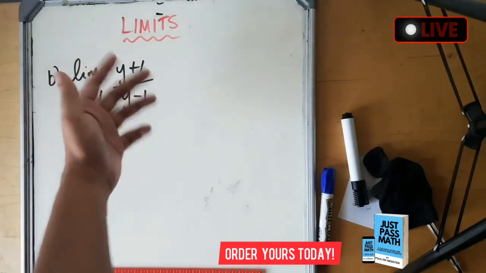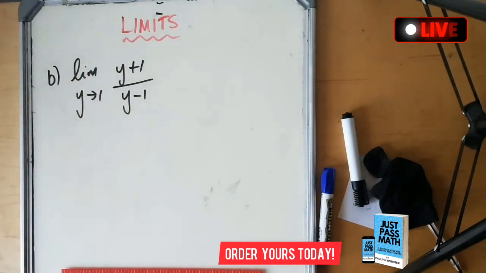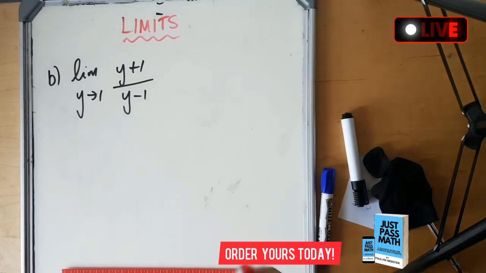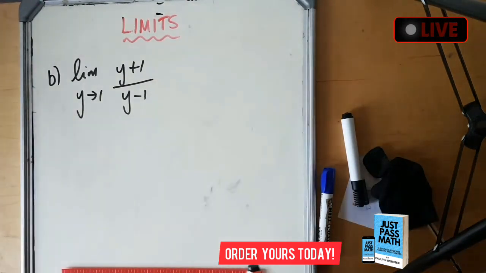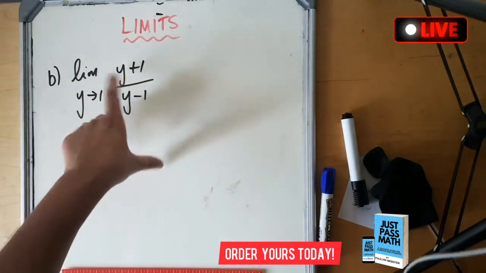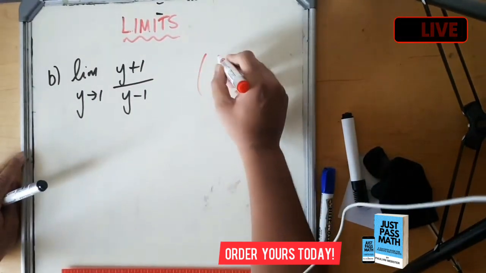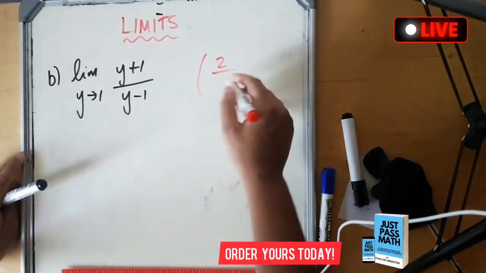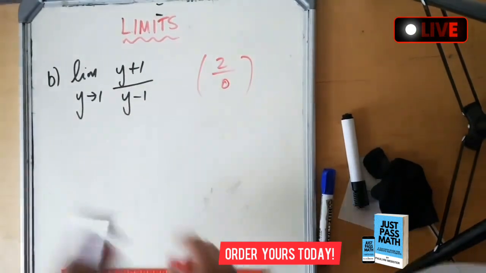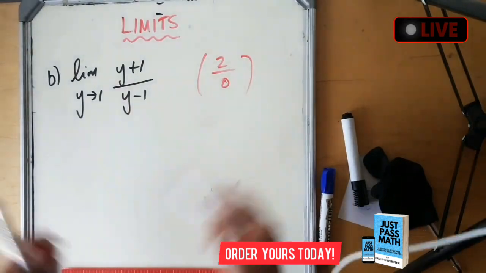The question is to determine the limits if they exist. Let's have a look at this one. As you can see, if you substitute 1 on top, you're going to get 2, and at the bottom you're going to get 0. So it's undefined, and the limit doesn't exist.